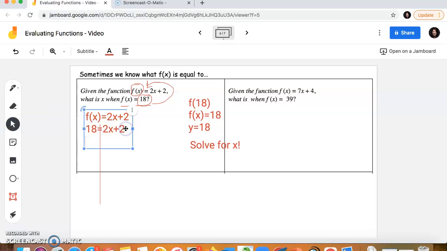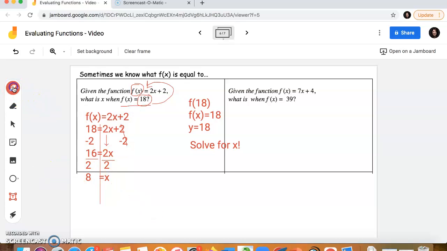So we can just subtract the 2 from both sides to get the x by itself. 18 minus 2 is going to be 16. We're going to bring down our 2x. And then the 2 minus 2, that's 0, so that just crosses out. Now we have 16 equals 2x. We divide both sides by 2, and that's going to get us 8 equals x.